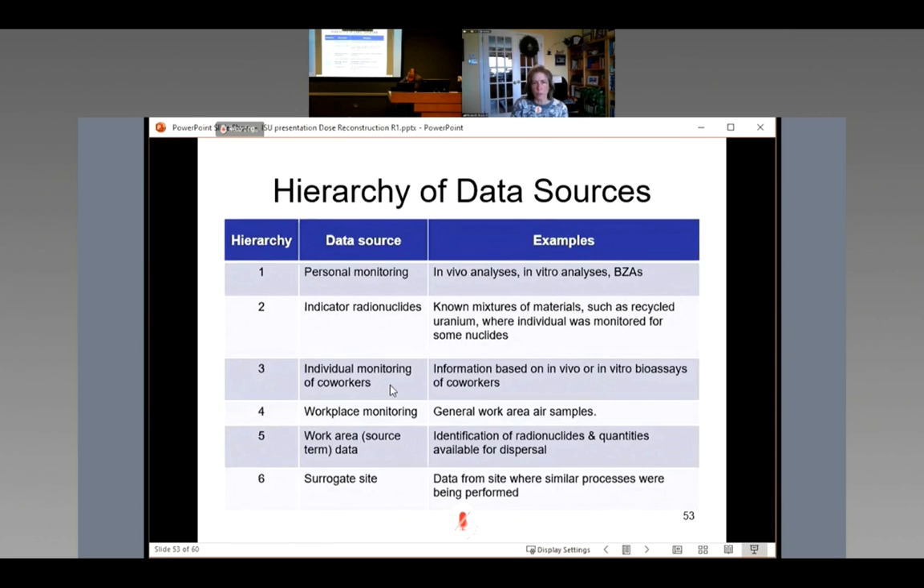Then coworker data would be next. Workplace monitoring, such as general work area samples. Source term data, so identification of radionuclides and quantities available for dispersal, or a surrogate site, which is sometimes used in the case of atomic weapons employers where not much monitoring was done. So there might be a site that did very similar work that can be substituted. These last three are generally frowned upon. It's harder to get those approved to use, but they are used in some cases.